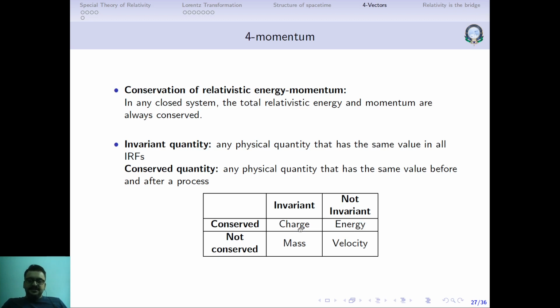So energy is not invariant, but it is always conserved. Electric charge is one quantity which is invariant as well as conserved. Whether you measure it in one frame or another frame, it will always remain the same, so it is invariant. And if you make the charge undergo some kind of process wherein you don't add or subtract any charge from outside, then the charge is also going to remain conserved. So charge is both invariant as well as conserved. And a quantity on the other side of the spectrum, which is neither invariant nor conserved, is velocity.